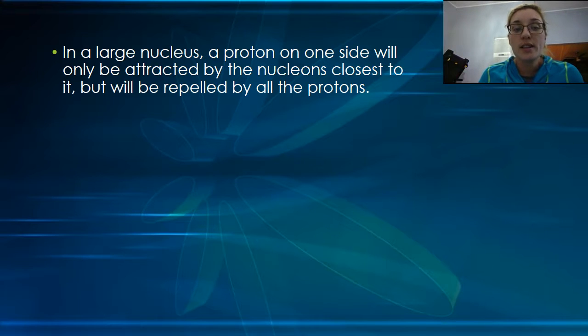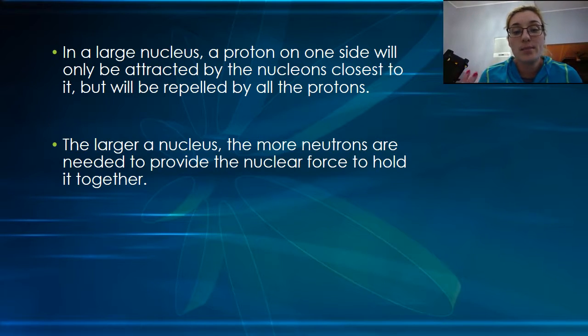In a large nucleus, a proton on one side will only be attracted by the nucleons that are closest to it, and it'll be repelled by all of the other protons. Because the nuclear force only acts over really tiny distances, the rest of the neutrons don't have any effect, and they don't dampen the repelling force between the protons. So you tend to be more unstable.